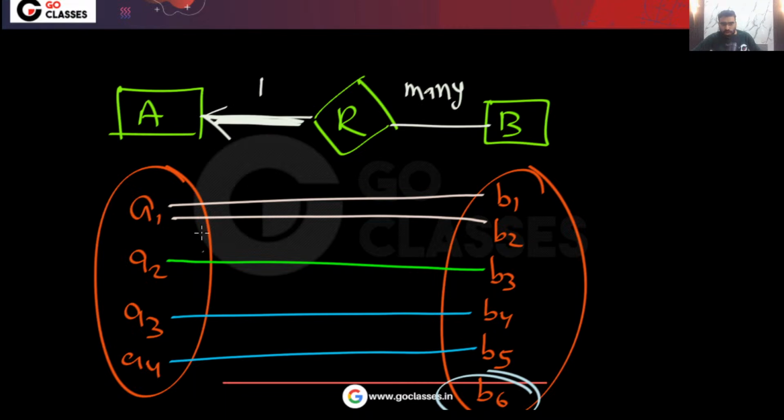There is total participation of A. You can see every entity of A is related to at least one entity of B. There is one to many mapping. This relationship is one to many from A to B. So you can easily see this entity can be related to more than one entity on the B side. But on the B side, any entity will be related to at most one entity on the A side, because from B to A, this is many to one. I hope you clearly understood what this given ER diagram means.